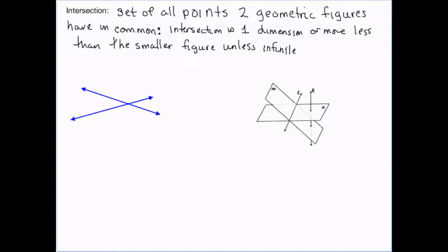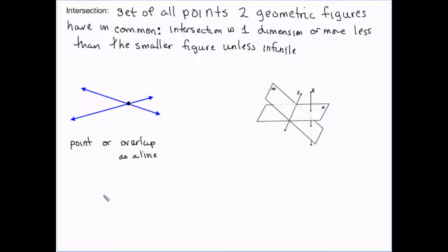So if we have 2 lines intersecting, they intersect at a point. The lines are one-dimensional. Their intersection has 0 dimensions. So 2 lines intersect at a point, or they overlap as a line. Okay, so if you have 2 lines and these are your lines and they intersect like this, they're intersecting everywhere, so they create another line.